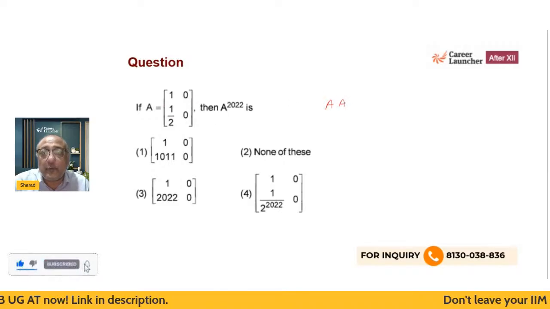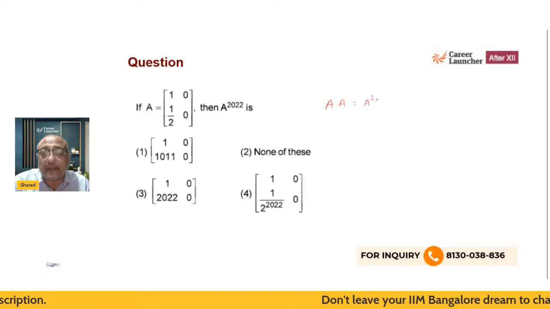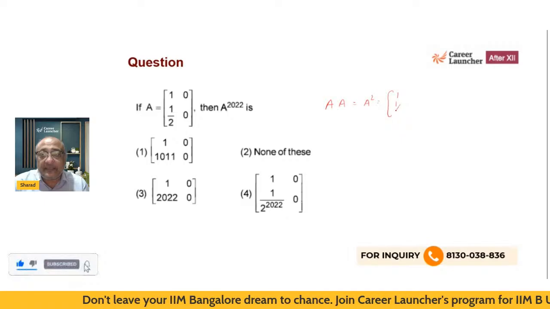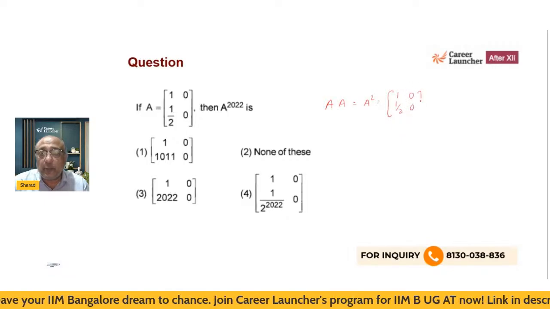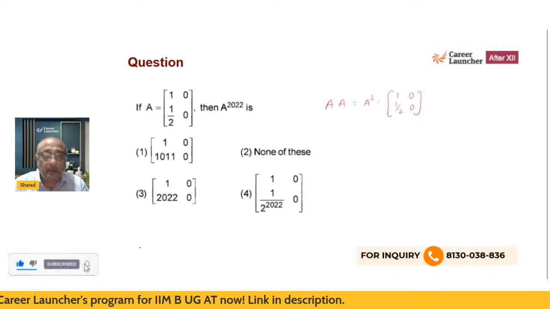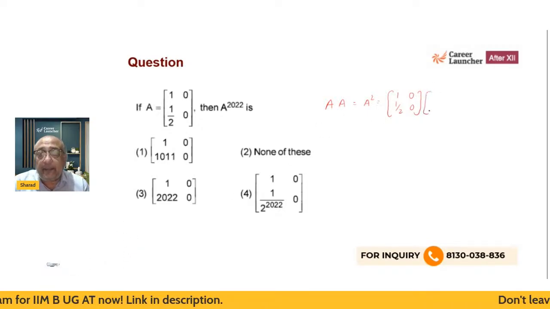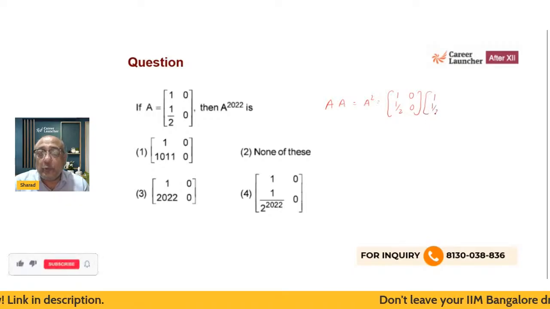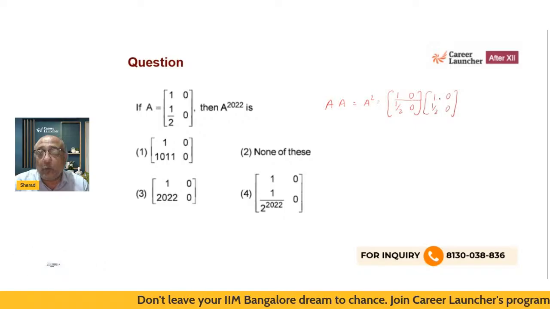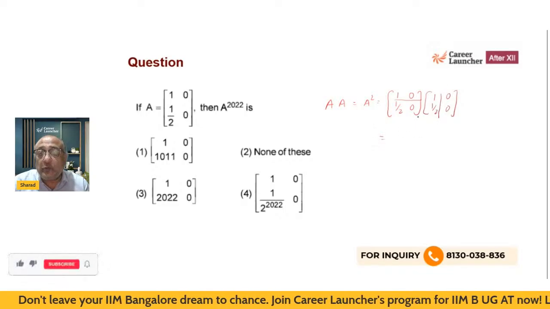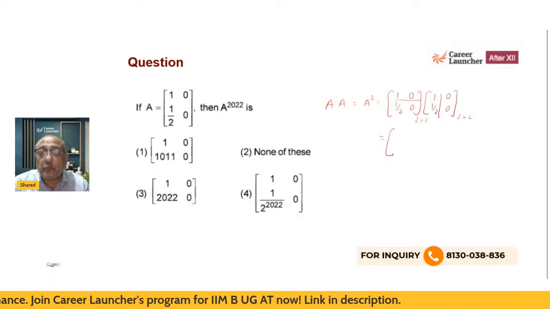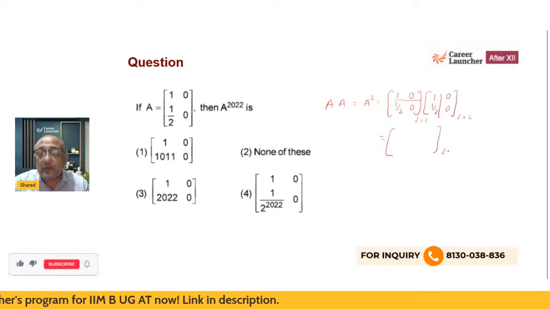So first of all, we do A into A, which is known as A square. What is the best way to find this A square? We will write these terms, A, and over here again A, which is 1, 0, 1 by 2, 0. Please remember the concept which I have told you. Take row, take column. It is 2 cross 2 and 2 cross 2, so the resultant matrix is also 2 cross 2. What is the resultant matrix? A square. This is also 2 cross 2.